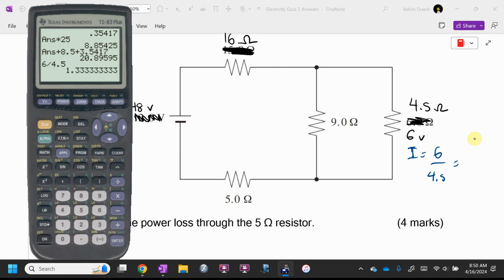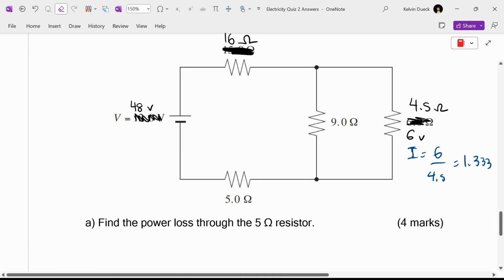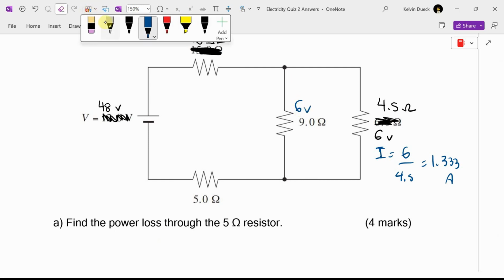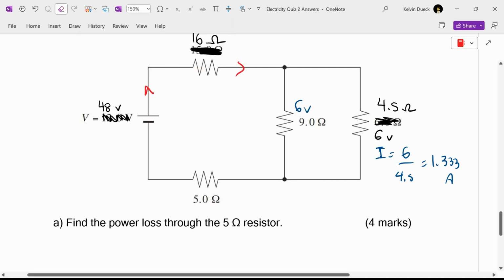1.33, repeating, amps. Okay. Move over a little bit and give myself a bit more room. There we go. Oh, 6 volts there. I also have 6 volts here. Sorry, I forgot to label downhill. Should have done that first.